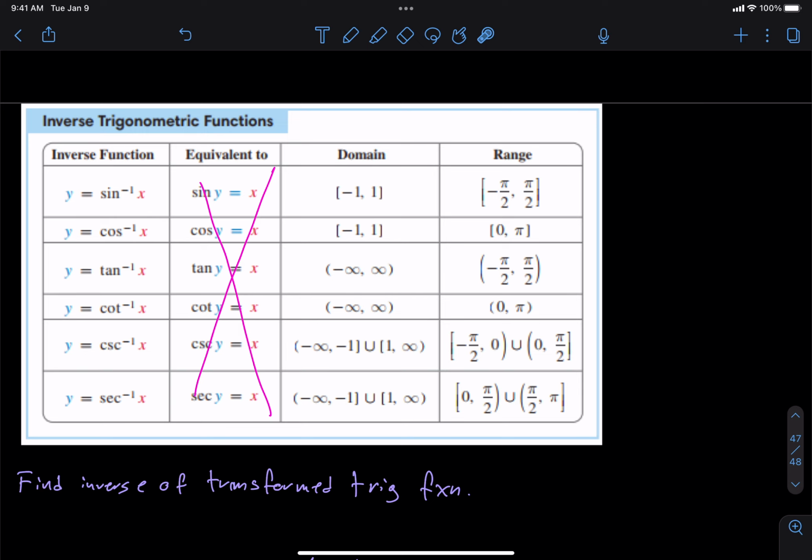So what is the function? y is equal to sine inverse of x. Someone tell me, what is going to be the input? What is going to be the input of a sine inverse function in terms of the unit circle?